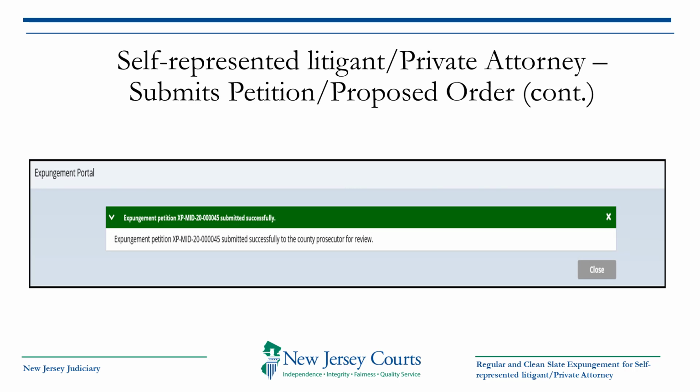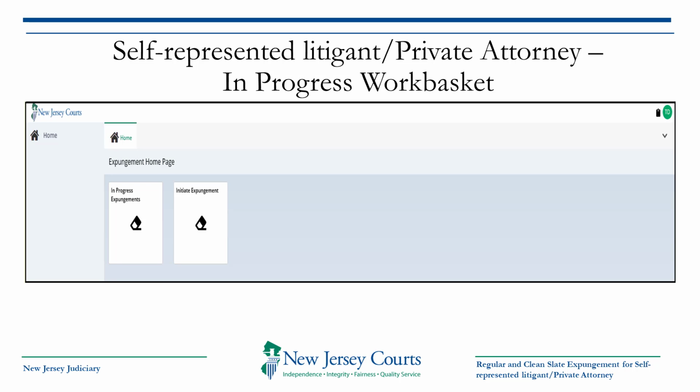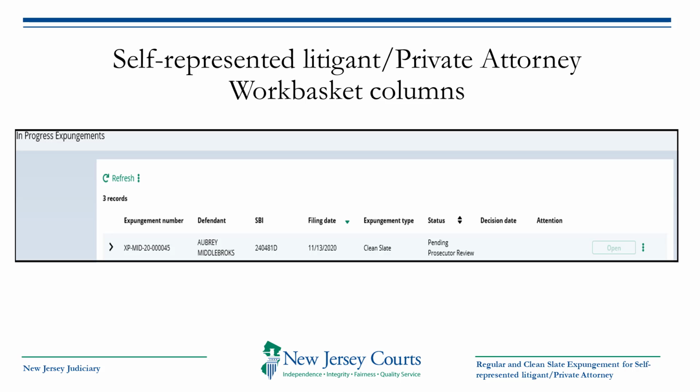The petitioner will be sent an email notification after the petition is submitted, when the prosecutor submits a response, when the order is finalized, or when the expungement case is withdrawn. An electronic copy of each notification is saved to the expungement case jacket. After the petition and/or proposed order is submitted, return to the expungements homepage and select the In Progress Expungements tile. The case that was just submitted will be in pending prosecutor review status.